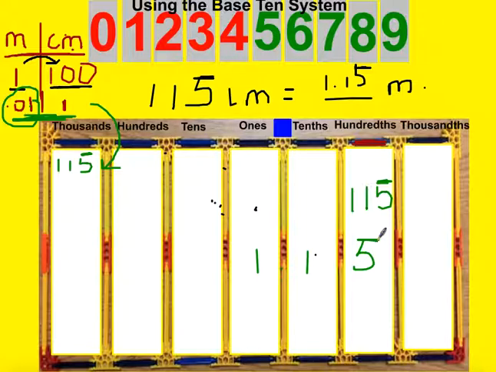The same process applies. When you go from centimeters to meters, it's like you're dividing by 100, or each centimeter is 1/100th of a meter. When you go from meters to centimeters, it's like you're multiplying by 100, because there are 100 centimeters in each meter.